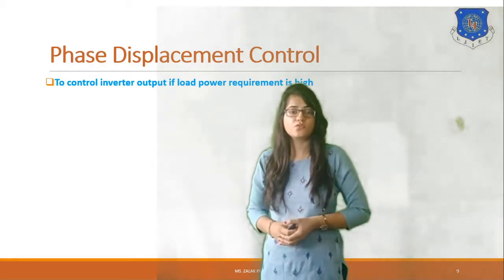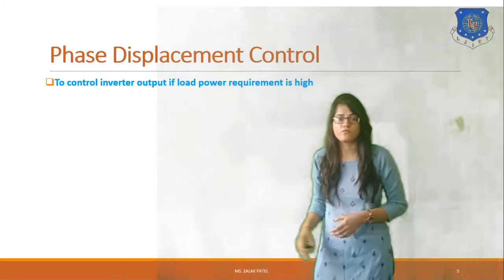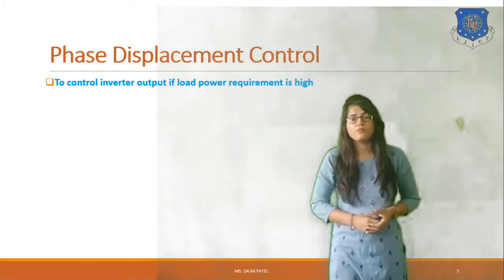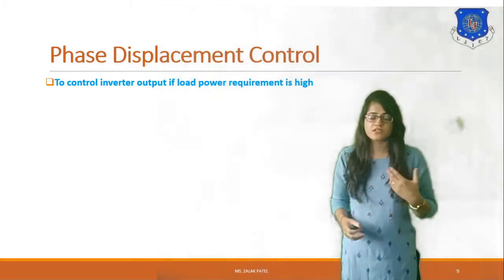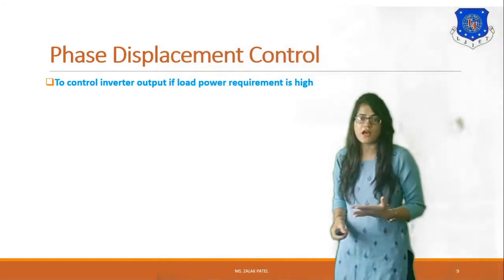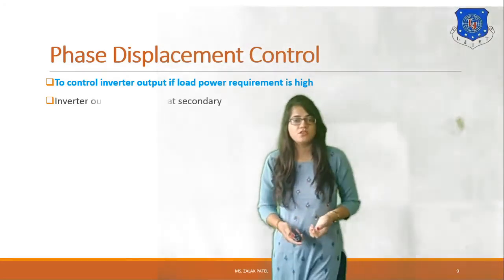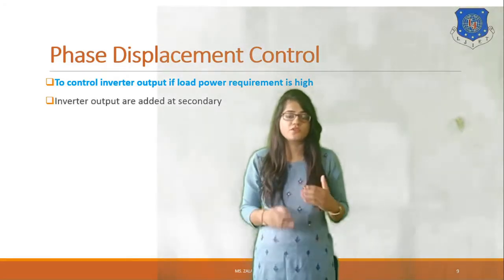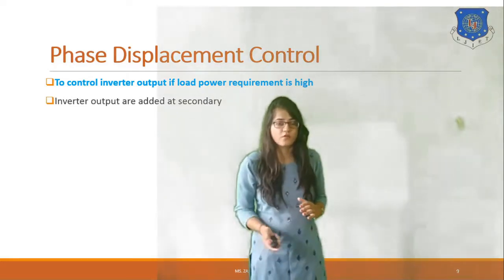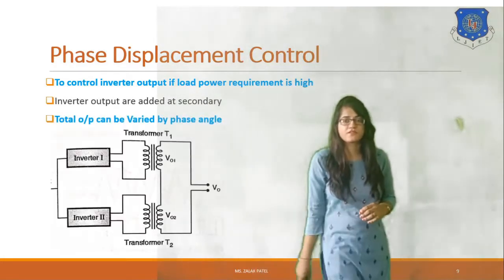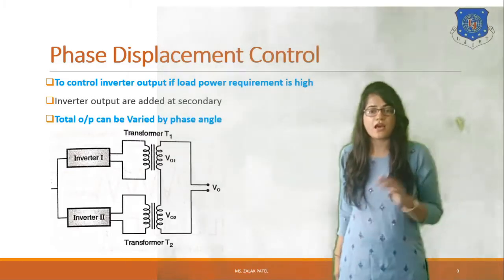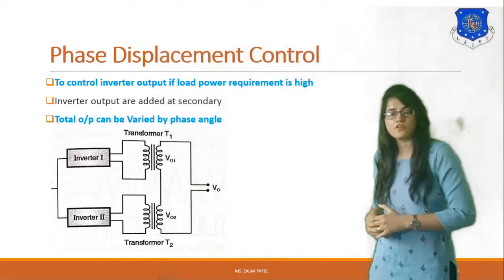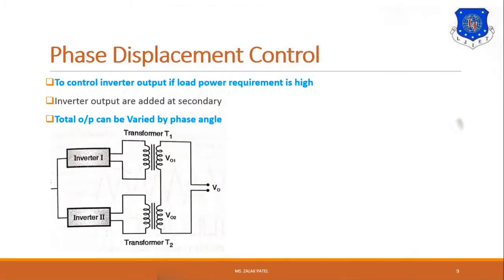Now the last technique is phase displacement control. In this technique, to control the inverter output, if the load power requirement is higher, this technique should be used, and the inverter outputs are added at the secondary of the transformer. So for this, let's consider this figure. Here two inverters are connected with two transformers, transformer 1 and transformer 2.